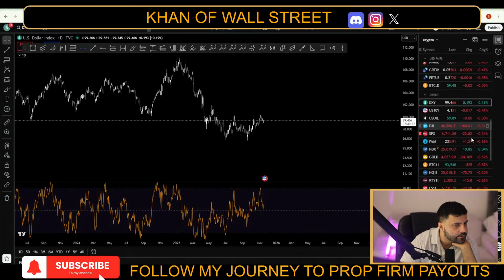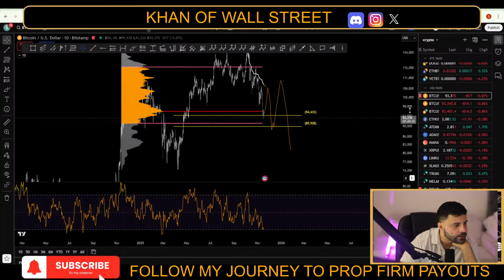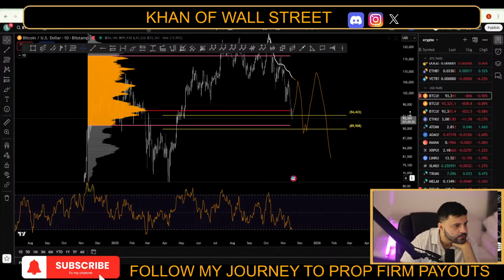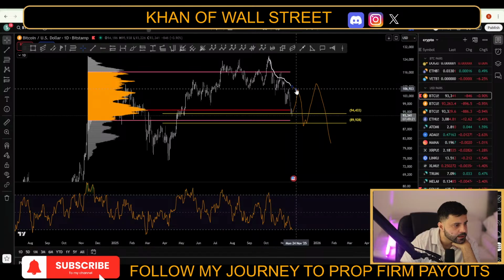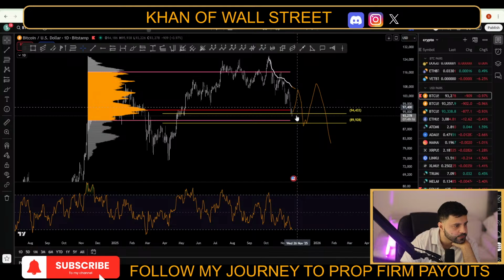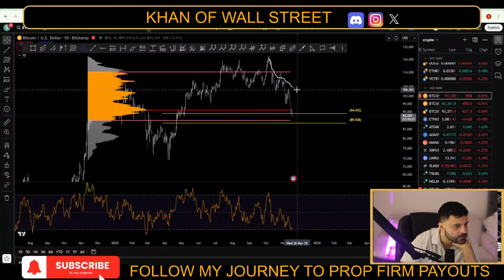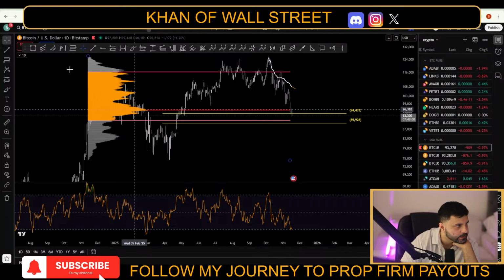How's Bitcoin doing? Wow, it's closed red. Yeah, this is my idea for Bitcoin. I thought we'd get a spike to 107, then a move back down. Kind of thought this was going to happen. Doesn't look like it. I think it's going to flush straight to the value area low right now, around this 91k. Then maybe we get the bounce. Man, this is so bearish. Wow, wow, wow. This is crazy.